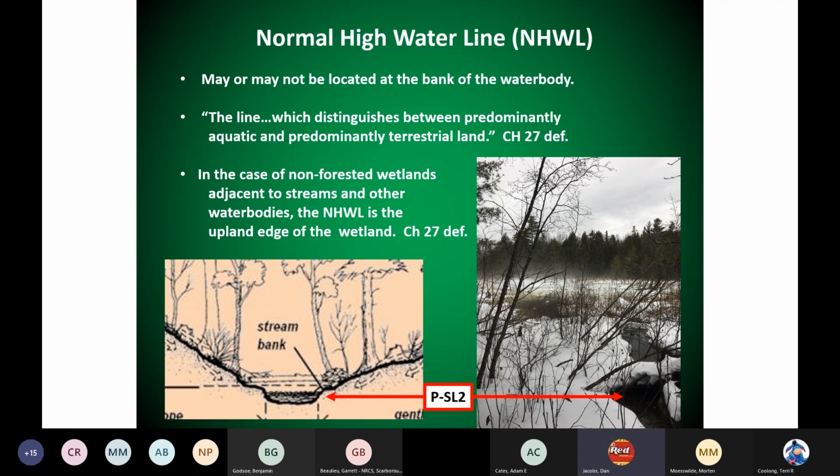Oftentimes we have streams with associated non-forested wetlands. And in that case, the upland edge of the wetland is the normal high water line. So you can see here a stream channel, but around that stream channel and connected is a non-forested wetland. This edge of the woods here at the edge of the wetland, that is where the normal high water line starts in this case. So from the wooded edge, the subdistrict, if it was a 75-foot zone for a PSL2, would extend 75 feet out from that wooded edge.